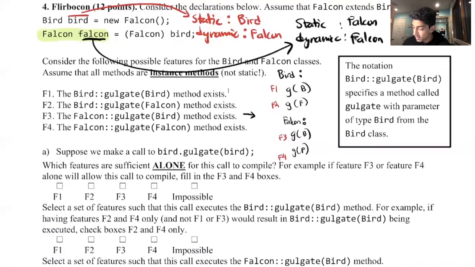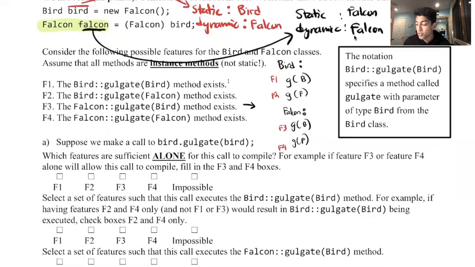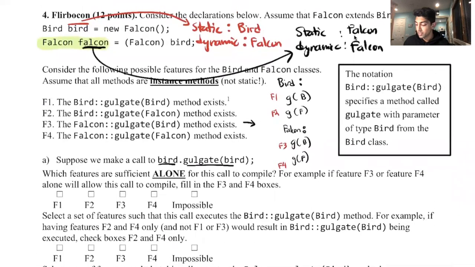So the question asks us, suppose we make a call to bird.gulgate(bird). It says which features are sufficient alone for this call to compile. For example, if feature F3 or feature F4 alone will allow this call to compile, fill in F3 and F4 boxes. So what we're trying to do is figure out which method, when included, causes this code to compile.